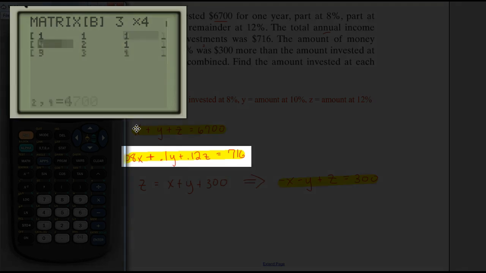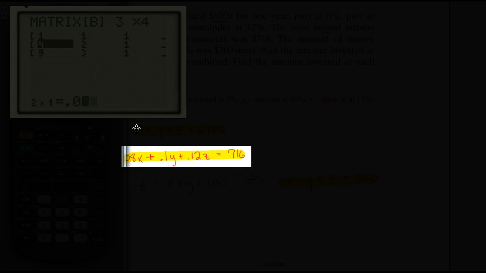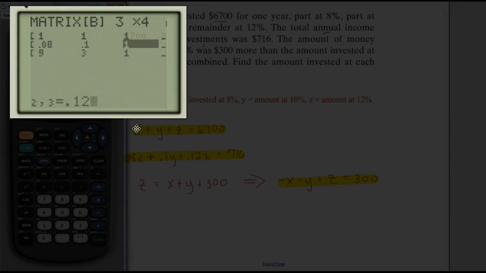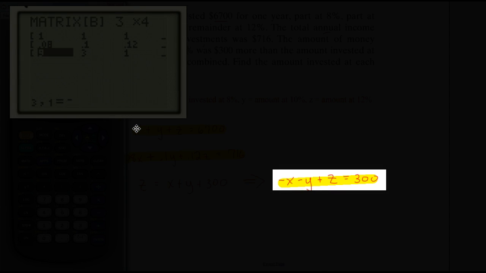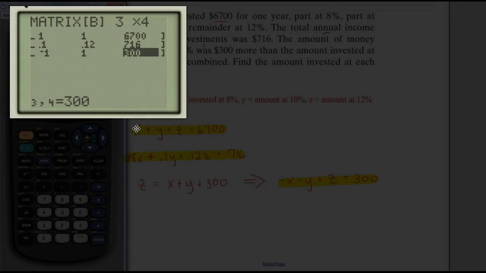6,700. And then that's 0.08, 0.1, 0.12, and that's 716. And then negative 1, negative 1,300. Alright, once I get it all set up, second mode, come back to the home screen.